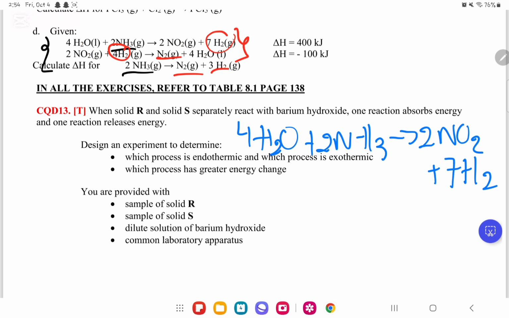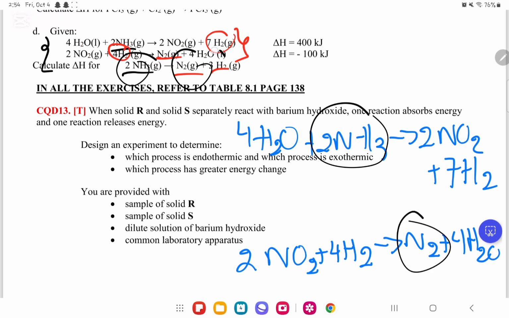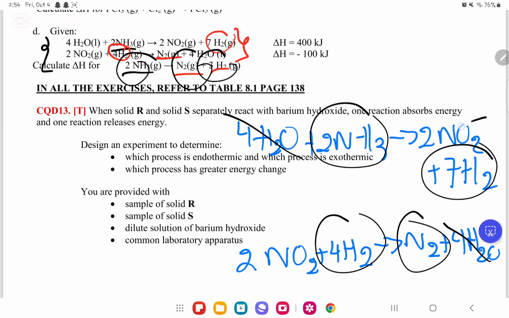And then we have 2NO2 plus 4H2 gives us N2 plus 4H2O. Circle the ones that we need. We need the 2NH3, we need the N2, and we need the 3H2. So we circle this H2 and we circle this H2. The rest we can remove. So 4 minus 4 is 0, they will cancel out. 2 minus 2 is also 0, so they will cancel out.